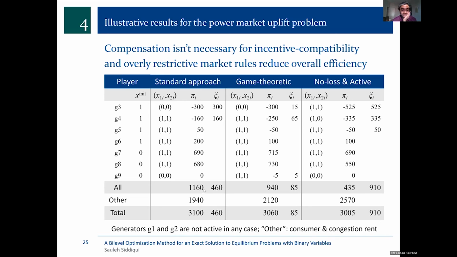And so you can see, this is what the generator profit is. This is what we've paid them, though, in compensation payments. The other payments are consumer surplus. So this is how much better off the consumers are. So you can sort of add it up and you can see that while the total surplus is 3,100, you have to pay the generators 460 in compensation payments.